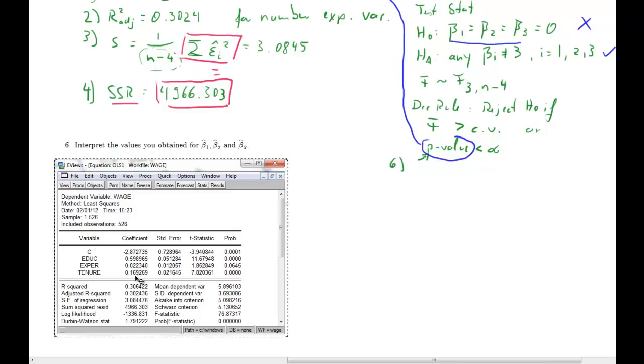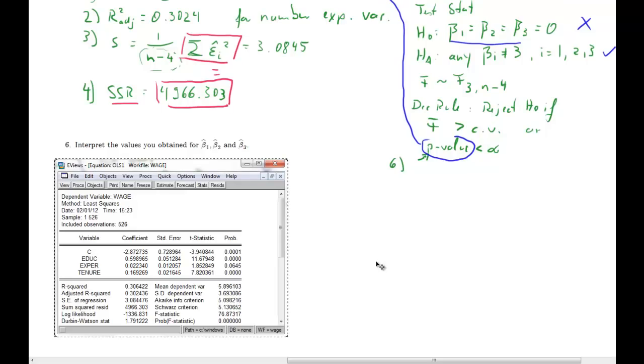So, in that sense, can we interpret the constant? The constant is negative 2.87. Mechanistically speaking, it means that if education, experience, and tenure take values of 0, we would expect a wage of negative 2.87. Now that doesn't make sense because there won't be any employees with 0 education, 0 experience, and 0 tenure. So the constant you really can only interpret if putting a 0 value to all explanatory variables actually has a meaning. Here it doesn't have a meaning, so we really shouldn't interpret the constant.